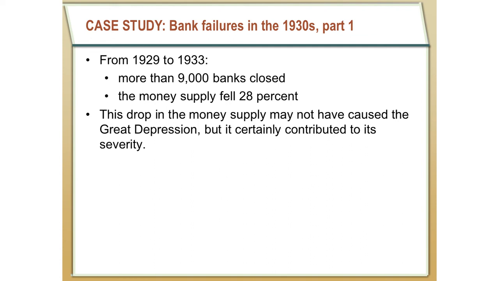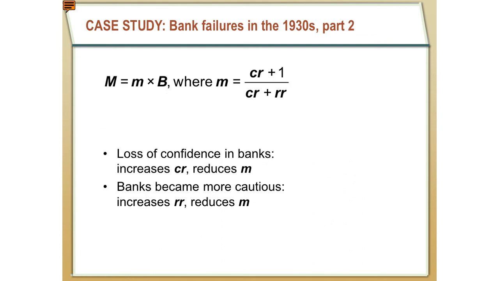We saw the same thing in 2008, 2009, when the financial system grinds to a halt because banks are not lending, then the economy really has a hard time maintaining its footing. How would we interpret this event through the lens of our money multiplier equation? Well, this was a double whammy.